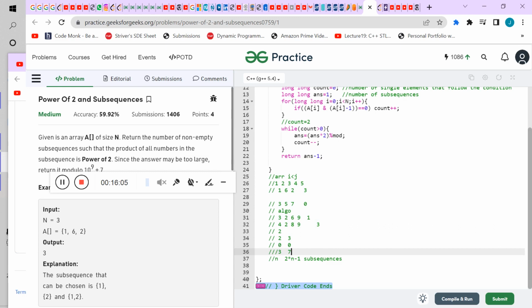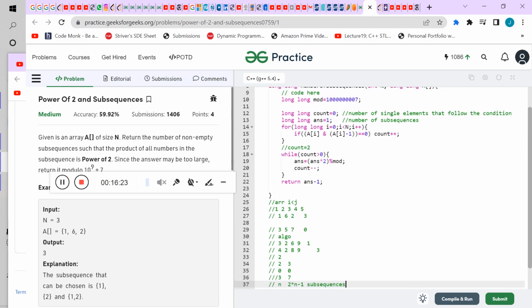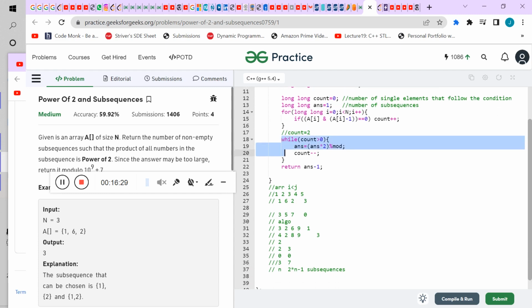So this is the sequence I am observing, you may be understanding, right? For 2 it is 3, for 0 it is 0, for 3 it is 7. So you may notice that if we have a count of n, then we can make a total of 2^n minus 1 subsequences. So I have a count variable, and I have to calculate 2^n minus 1. In this while loop, I am calculating 2^n.